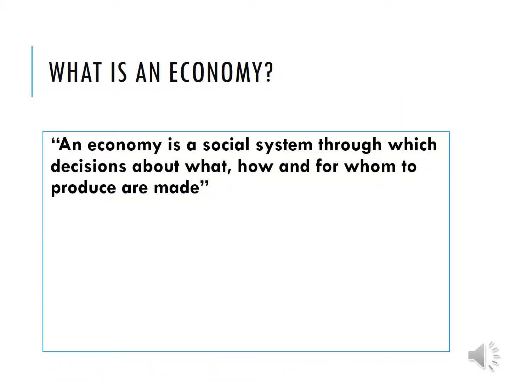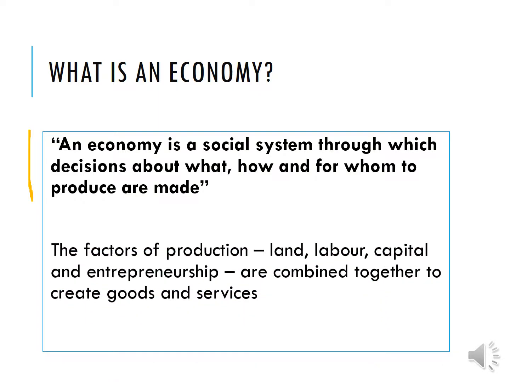So an economy is a social system through which decisions about what, how and for whom to produce are made. This is an important definition. Let's make sure we've got this one down in our notes. The factors of production, land, labour, capital and entrepreneurship, are combined together to create goods and services. That is the economic system.